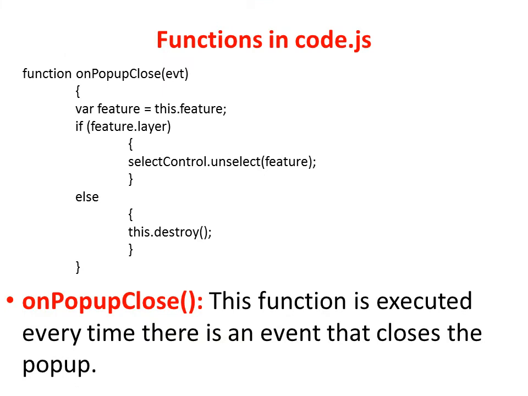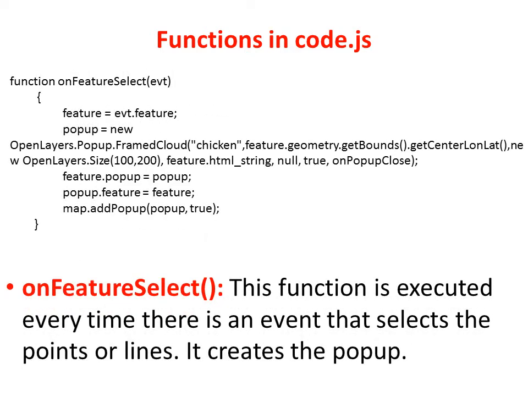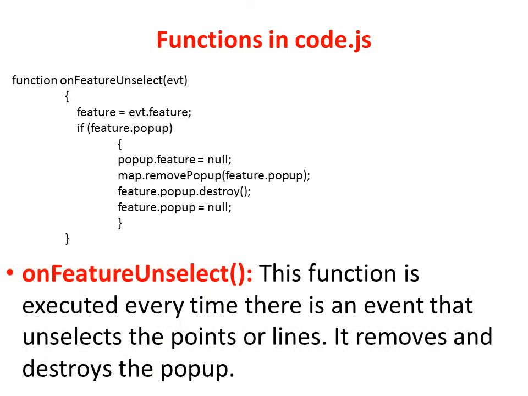The function onPopupClose is executed every time there is an event that closes the pop-up. This is another function called onFeatureSelect and is executed every time there is an event that selects the points or lines. It creates the pop-up. The function onFeatureUnselect is executed every time there is an event that unselects the point or lines, and it removes it and destroys the pop-up.